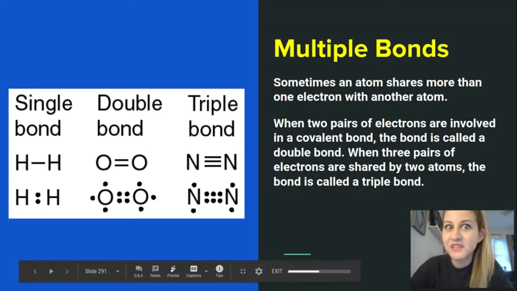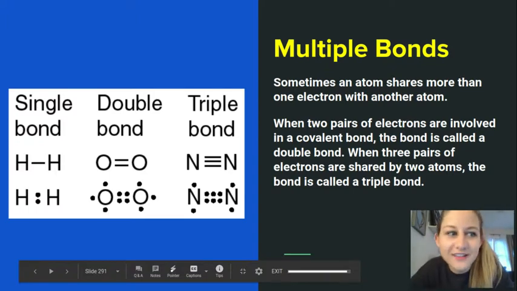Okay, sometimes an atom shares more than one electron with another atom. So this is something new. We haven't talked about this yet. We know that covalent bonds are formed when electrons are shared between two atoms. But did you know that you could have more than one electron being shared? So that leads us to these multiple bonds, right?